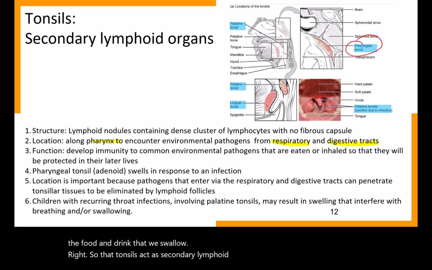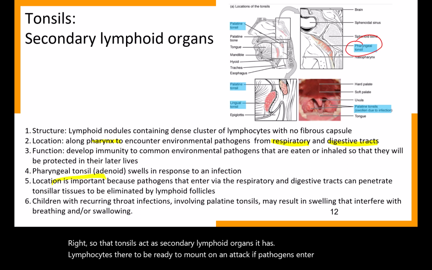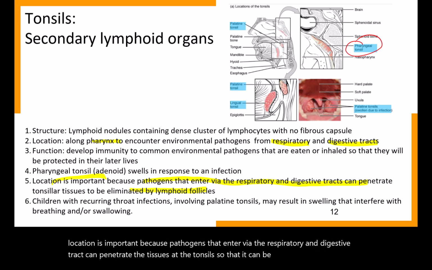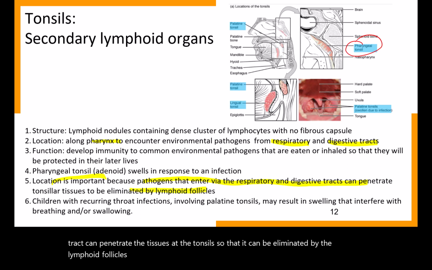They have lymphocytes there, ready to mount an attack if pathogens enter, right? Location is important because pathogens that enter via the respiratory and digestive tract can penetrate the tissues at the tonsils so that they can be eliminated by the lymphoid follicles there, right?